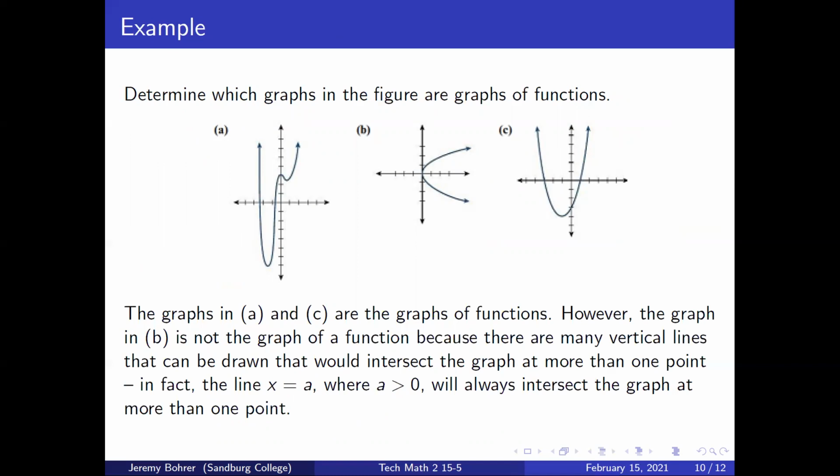Determine which graphs in the figure are graphs of functions. The graphs in A and C are the graphs of functions. However, the graph in B is not the graph of a function because there are many vertical lines that can be drawn that would intersect the graph at more than one point. In fact, the line x equals A, where A is greater than 0, will always intersect the graph at more than one point.